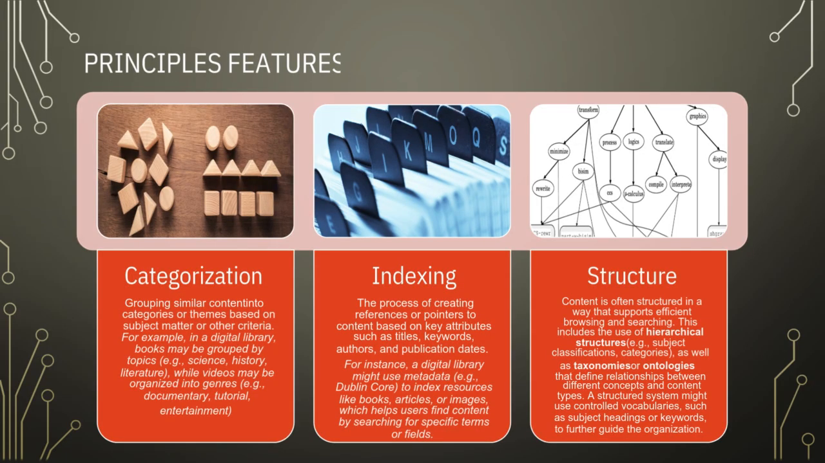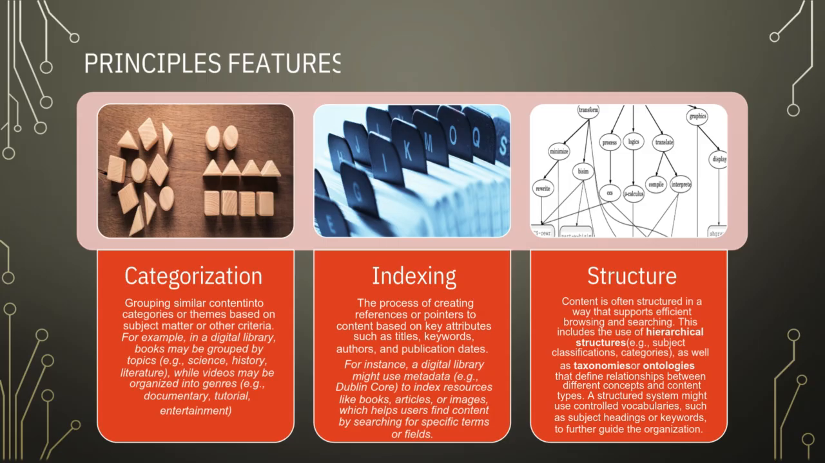In this slide, we look at the three core features of content organization: categorization, indexing, and structure. These three elements work together in almost every digital library system. First, categorization. Categorization means grouping similar resources into meaningful categories or subject areas.